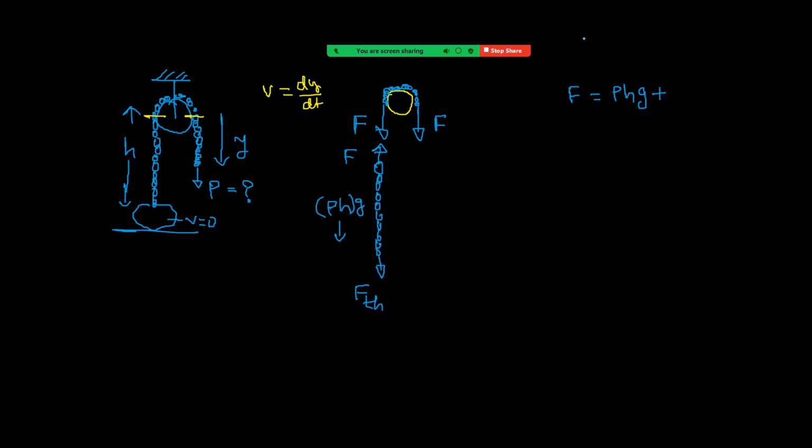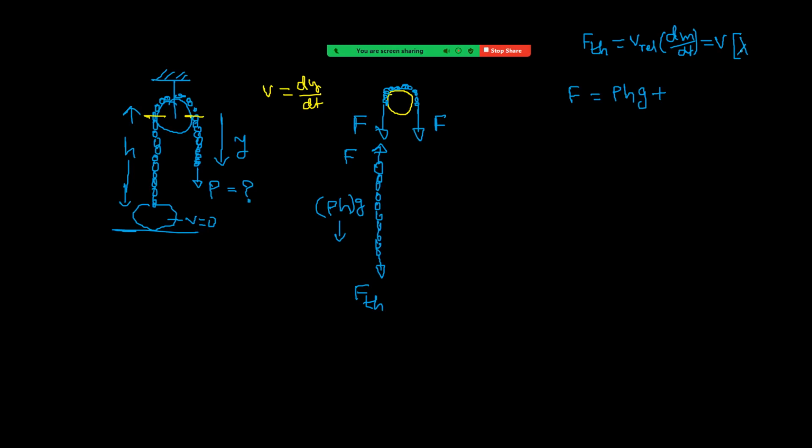See how to calculate the thrust force now. Thrust force is given by V relative into dm by dt. So per second, how much mass is entering? Per second, how much mass is entering? That is given by V relative, that is V.